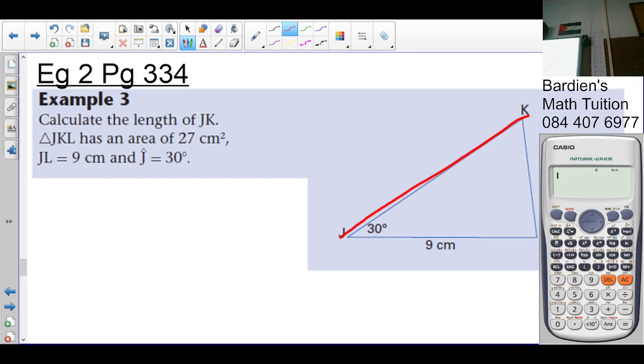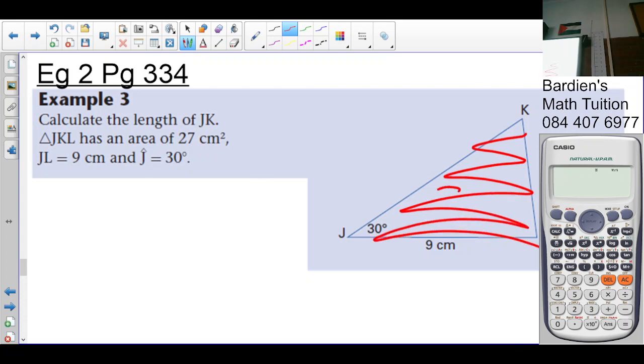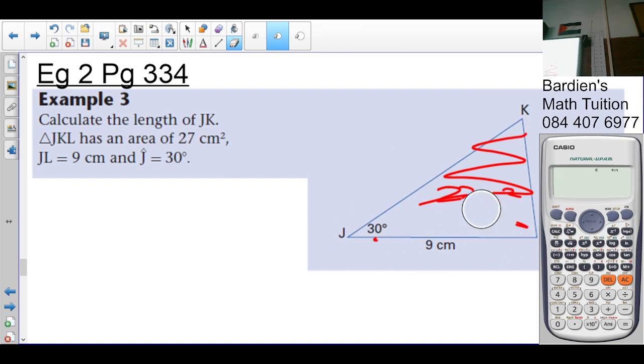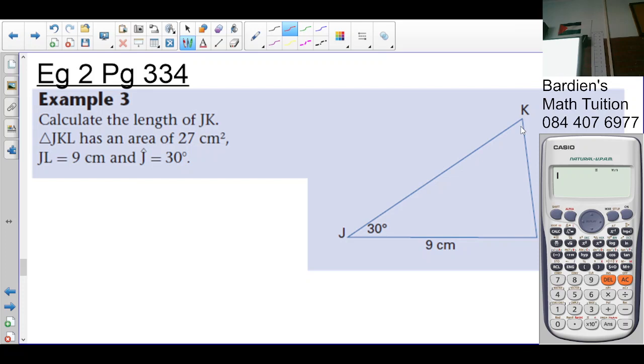Triangle JKL has an area of 27. So the area of this triangle is 27 units squared or centimeters squared. JL is 9 centimeters and the angle J is 30 degrees. So how do you think we're going to work out the length of JK? Also lowercase l. How do you think we're going to do that?